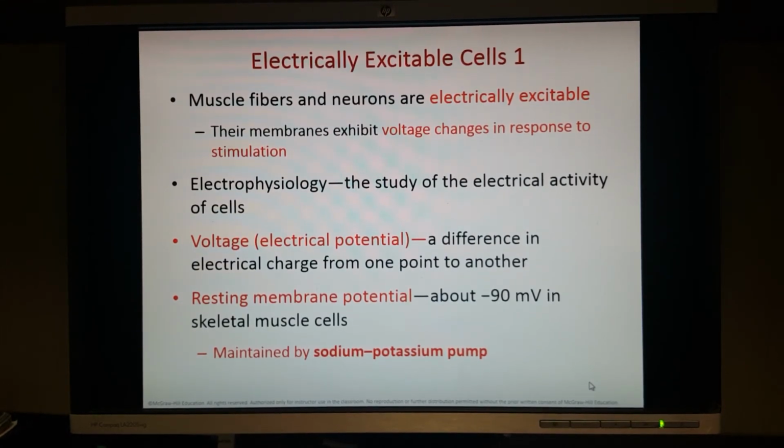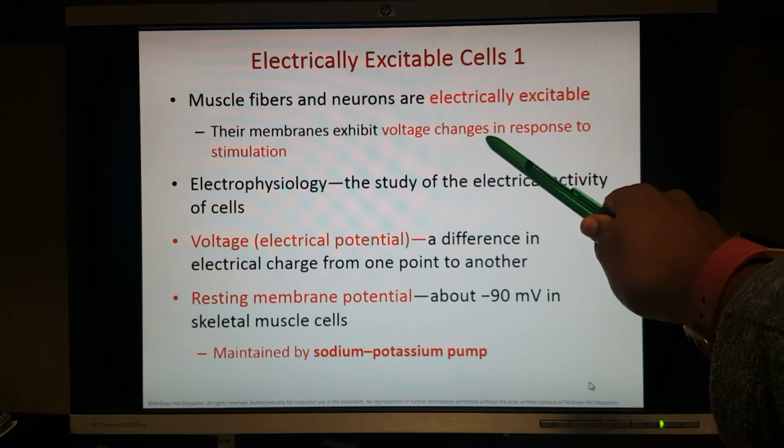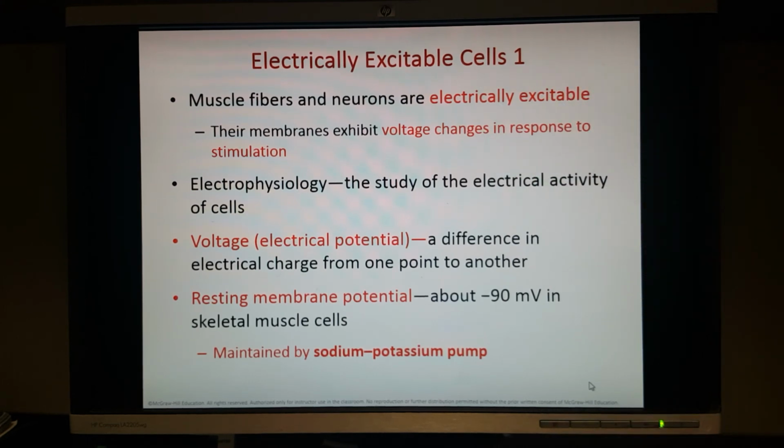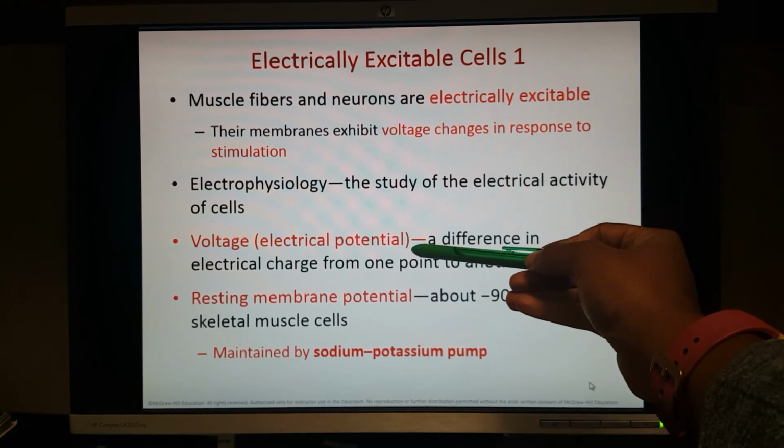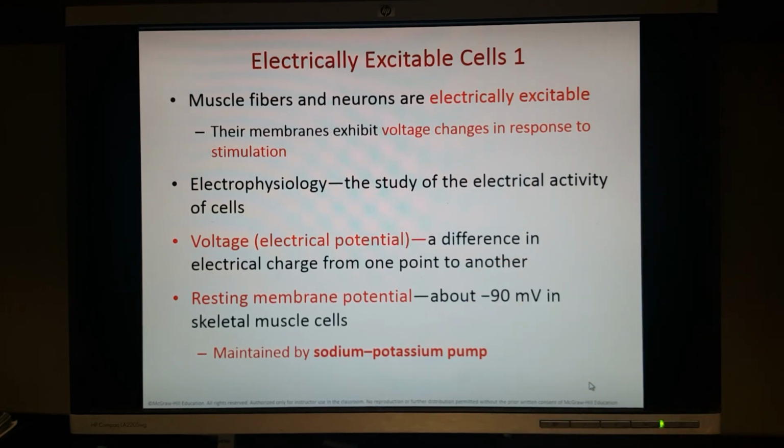Going back to our universal characteristics of our muscles, knowing that muscles are electrically excitable. So they get this electrical excitability trait due to voltage changes in response to stimulation. So a voltage is an electrical potential. So this is a difference in charge from one point to another. So in our case, looking at the difference between the inside and the outside of the cell.